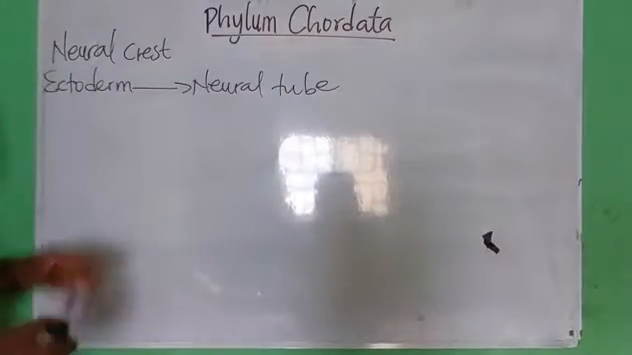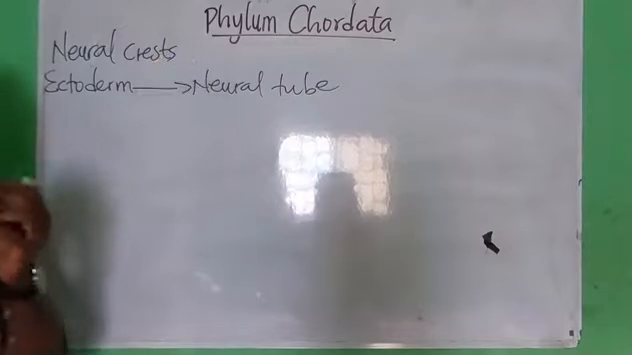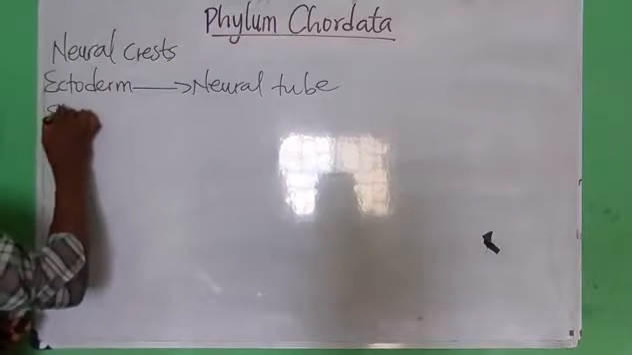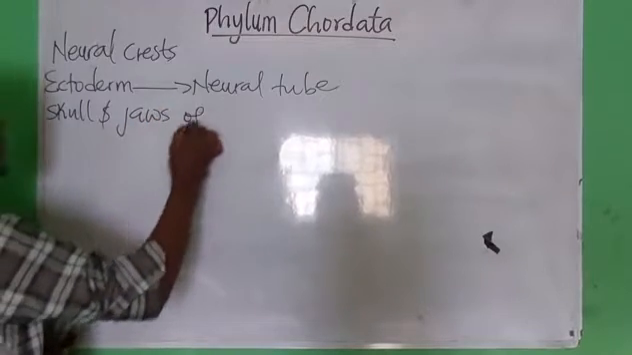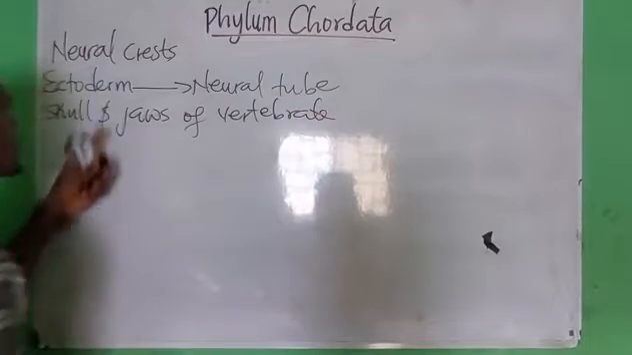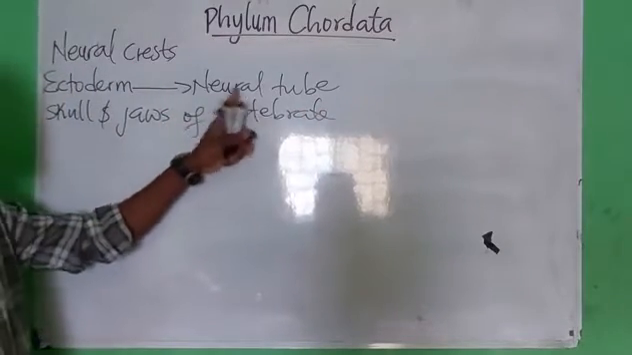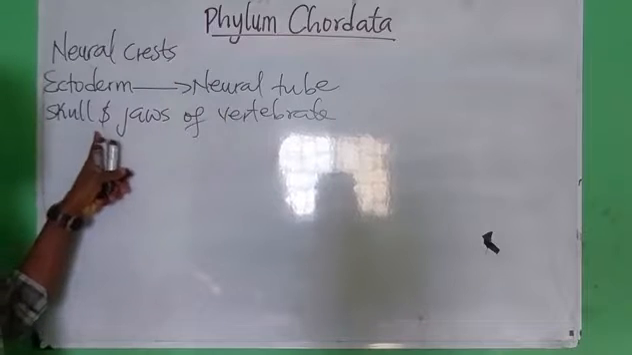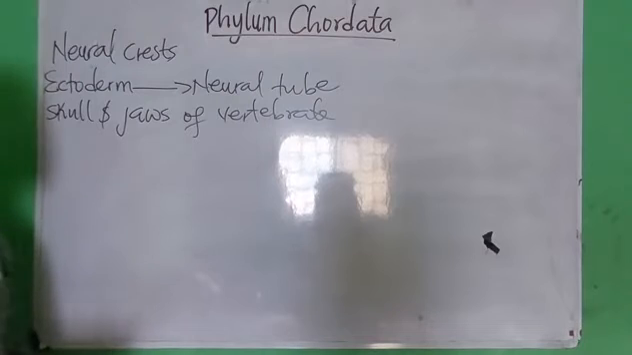And it is this neural crest that forms the components of the skull and jaws of vertebrates. Do you understand that? It is this neural crest, which is found between the ectoderm and the neural tube, that forms the skull and jaws of vertebrates. Very, very important.